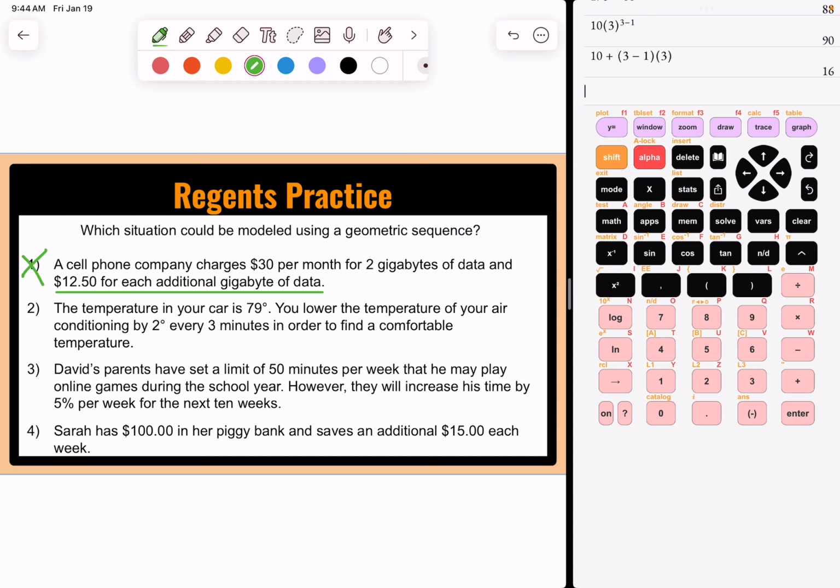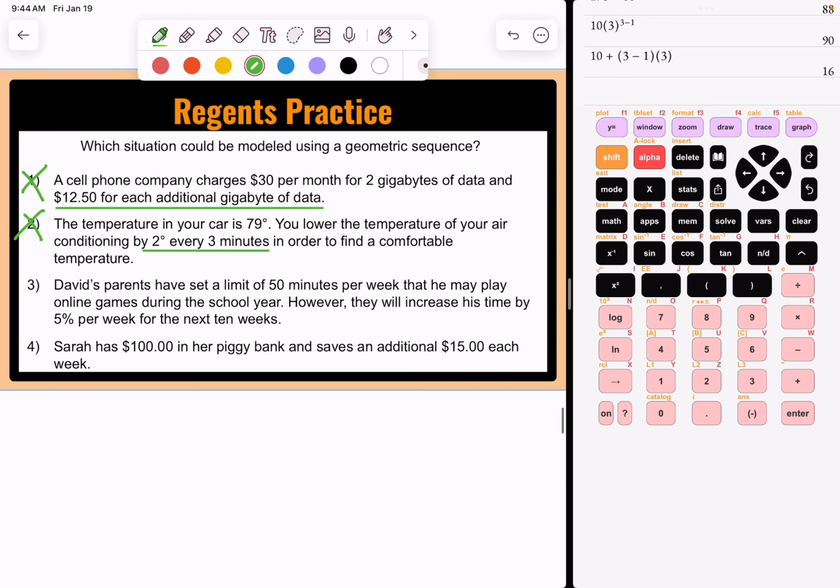All right, the next question. The temperature in your car is 79 degrees. You lower the temperature of your air by 2 degrees every 3 minutes. That means you're subtracting 2 or adding -2. So that's arithmetic.